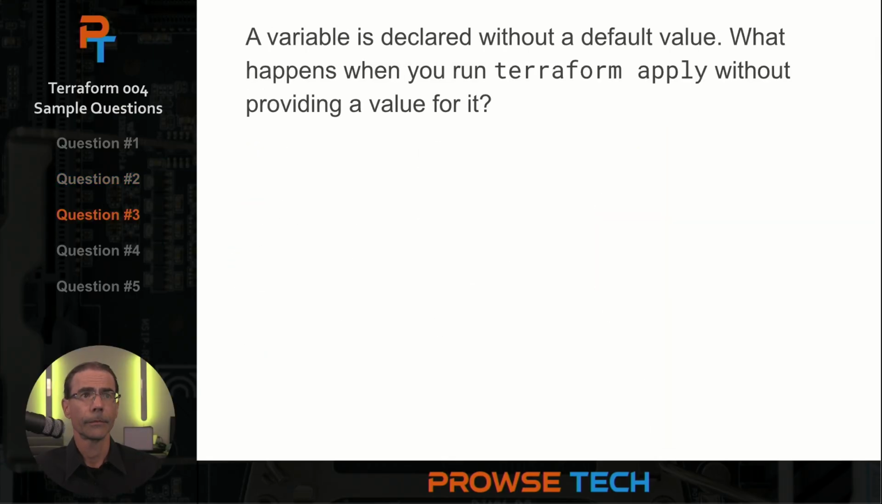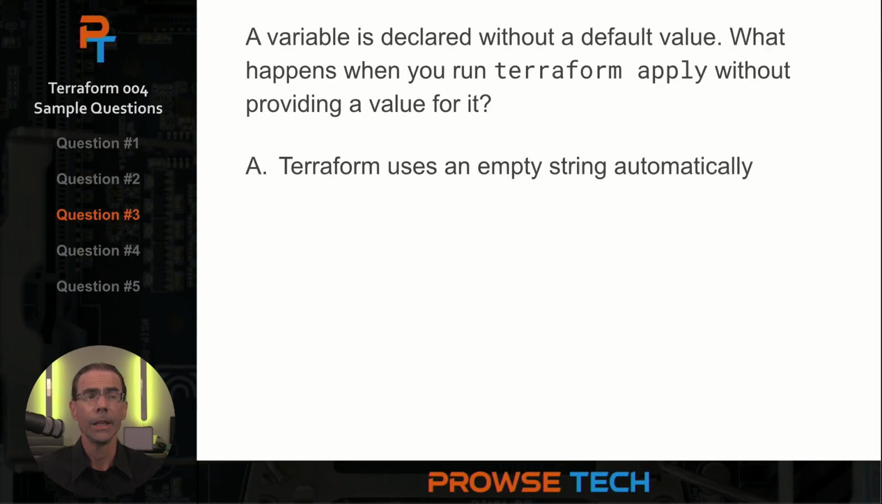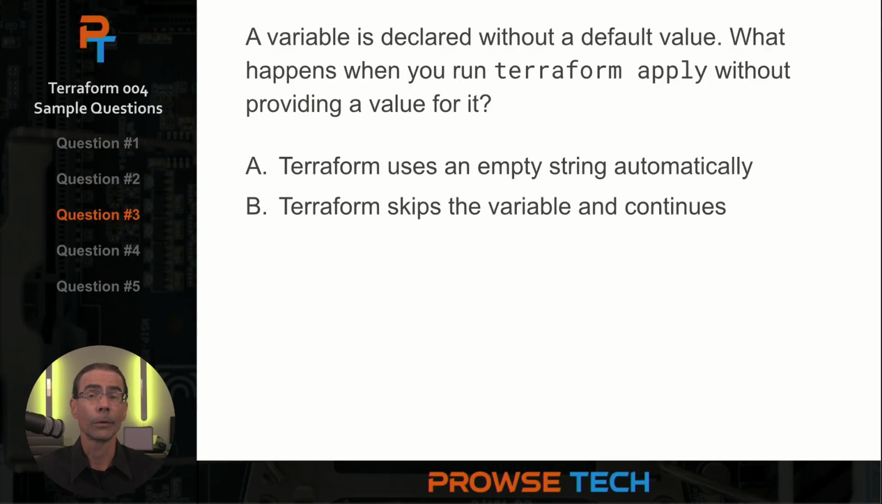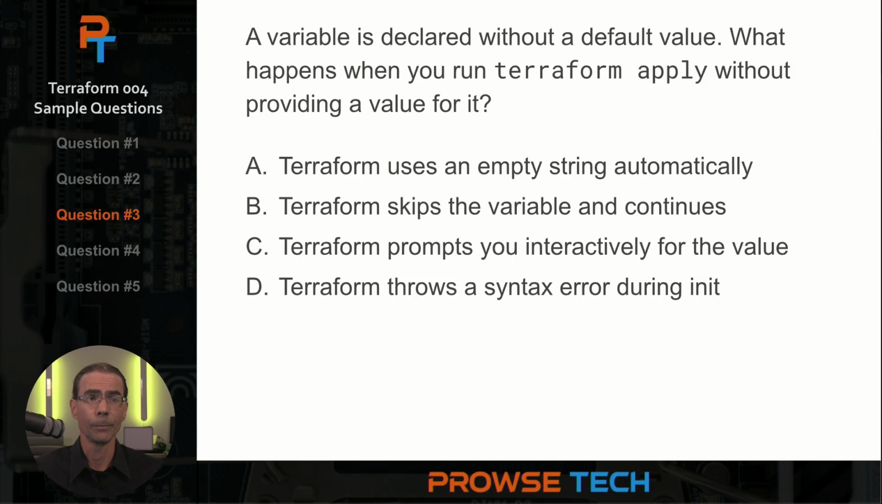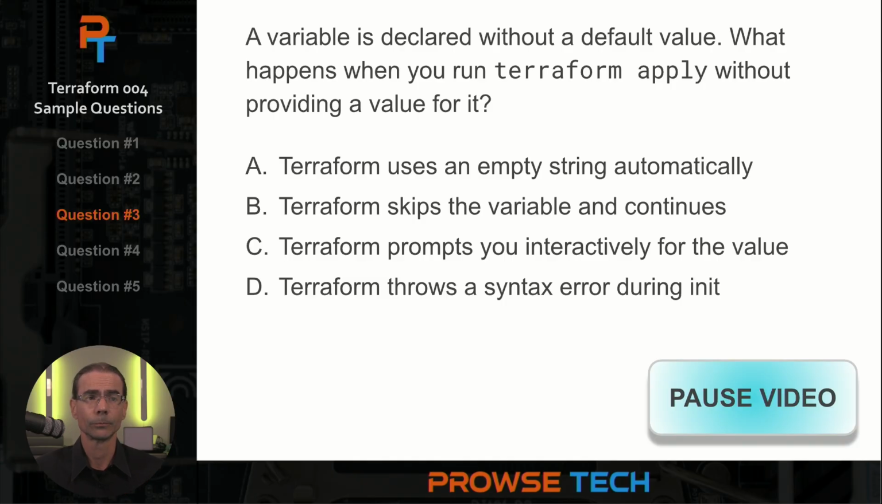Question 3. A variable is declared without a default value. What happens when you run Terraform apply without providing a value for it? A. Terraform uses an empty string automatically. B. Terraform skips the variable and continues. C. Terraform prompts you interactively for the value. And D. Terraform throws a syntax error during init. Feel free to pause the video. Be back in 3 seconds with the answer.